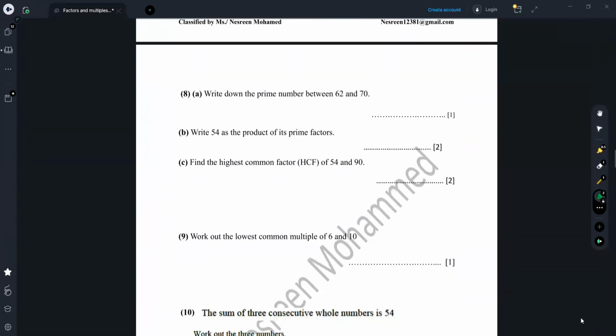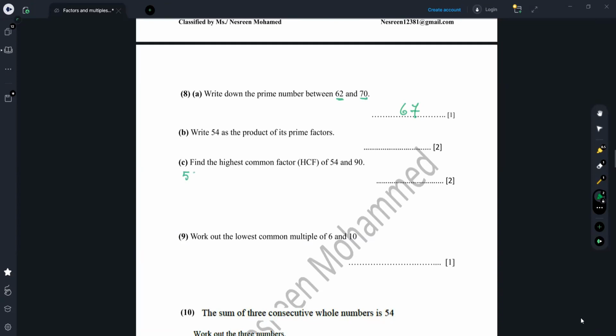Write down the prime number between 62 and 70. It is 67. It is a must, and really important, to know the prime numbers. Write 54 as a product of its prime factors.